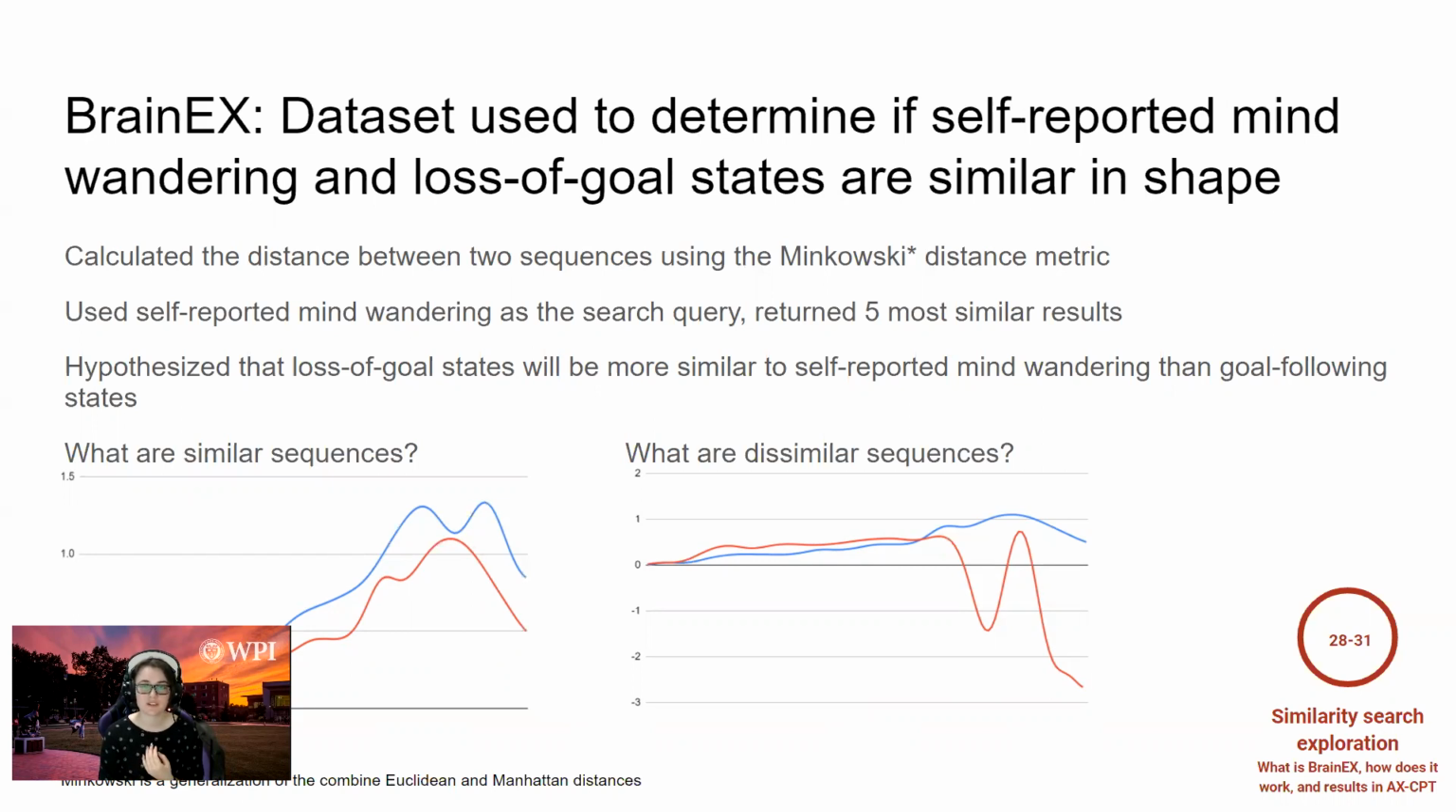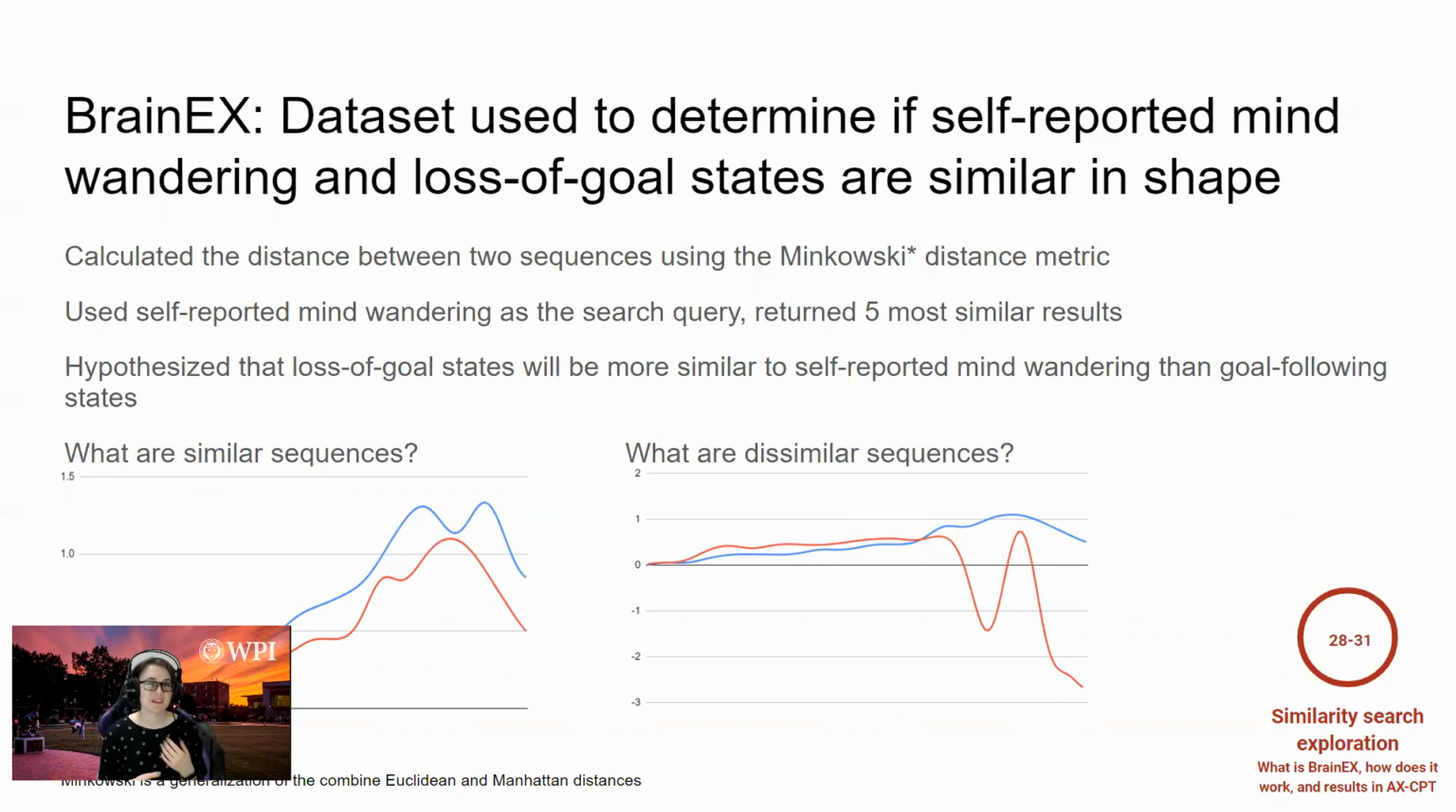So what this really means is that we took all the instances that the participant told us that they were mind wandering, and we compared those to the data set, which had self-reported mind wandering, loss of goal, and goal maintenance or goal following states. And we wanted to see which 5 look the most similar. In total, we had approximately 300 sequences in there, and I wanted only the 5 that were the most similar to my query. And we had hypothesized that the loss of goal state will be more similar to self-reported mind wandering than the goal following state.